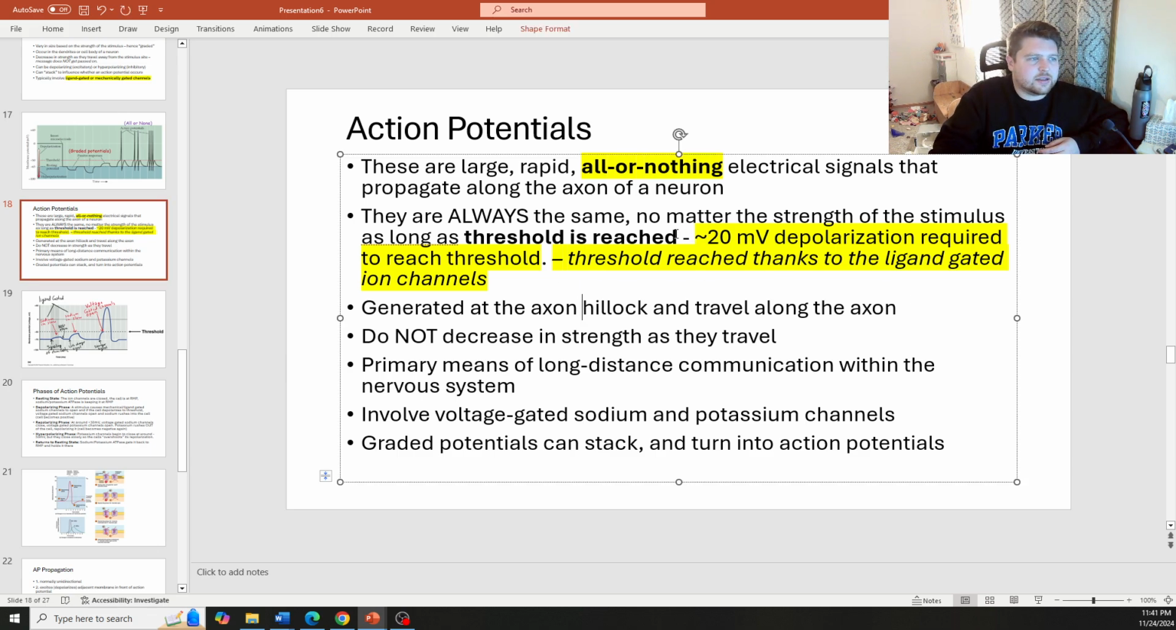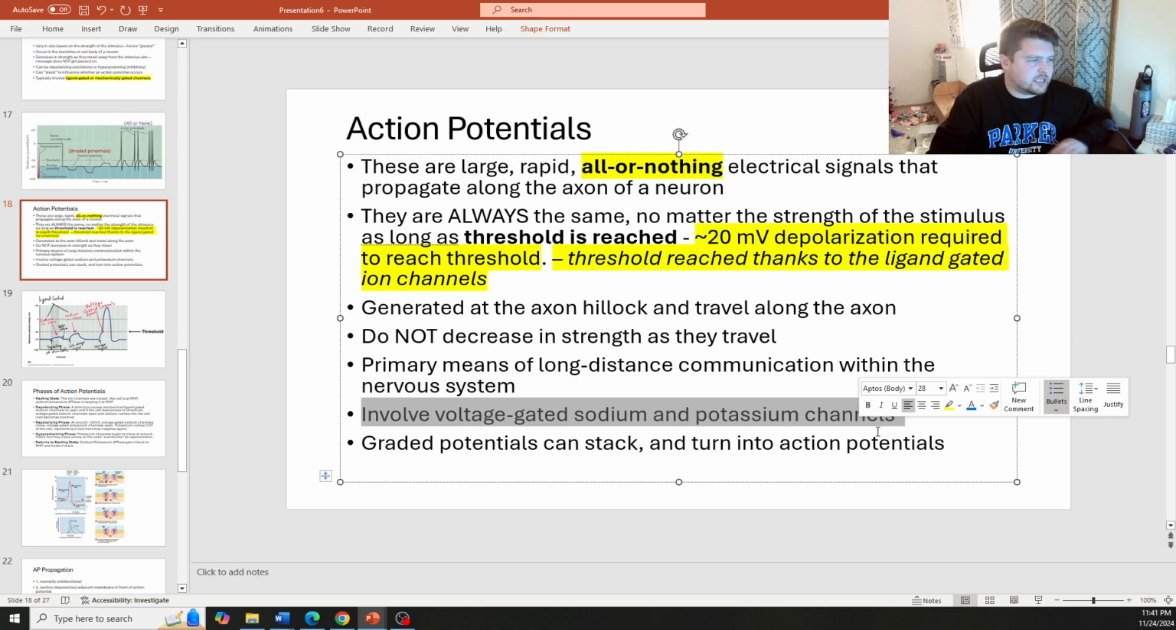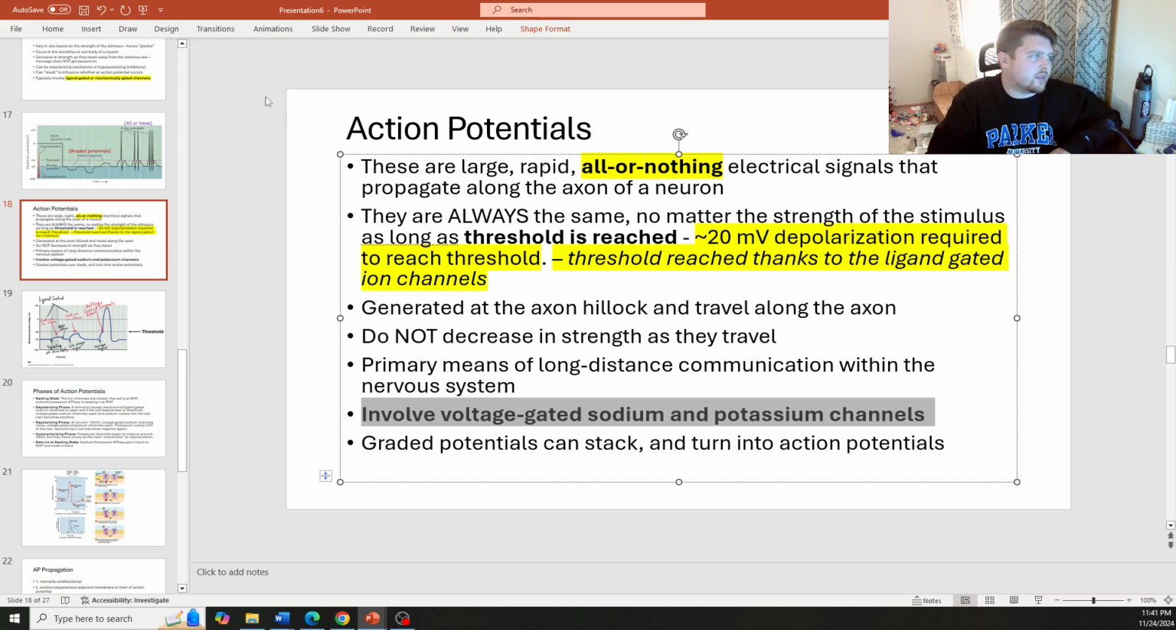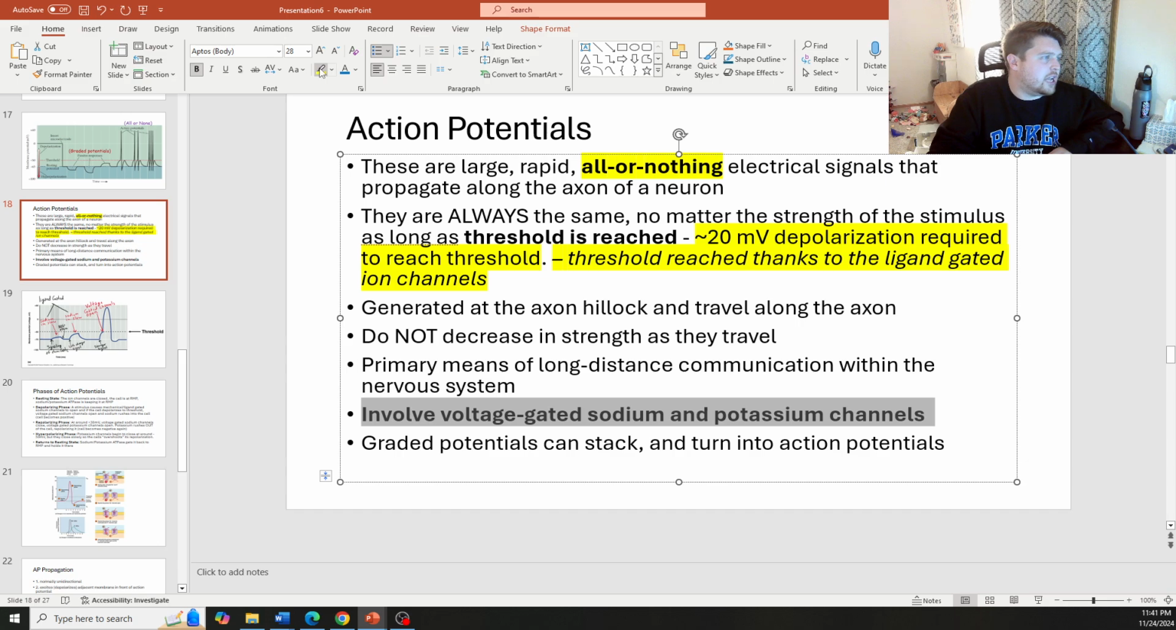Couple little details. It's about a 20 millivolt depolarization to reach threshold. And the threshold is reached thanks to those ligand-gated ion channels, again, because that is part of our graded potentials. So graded potentials can turn into action potentials. And these ones involve our voltage-gated sodium and potassium channels.